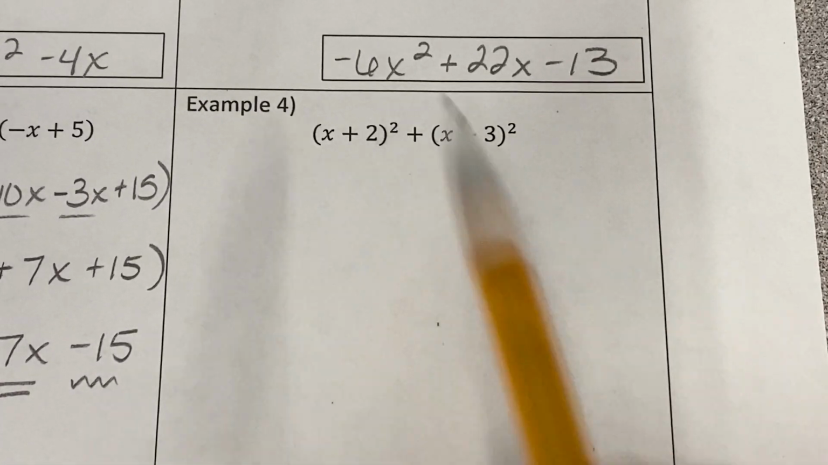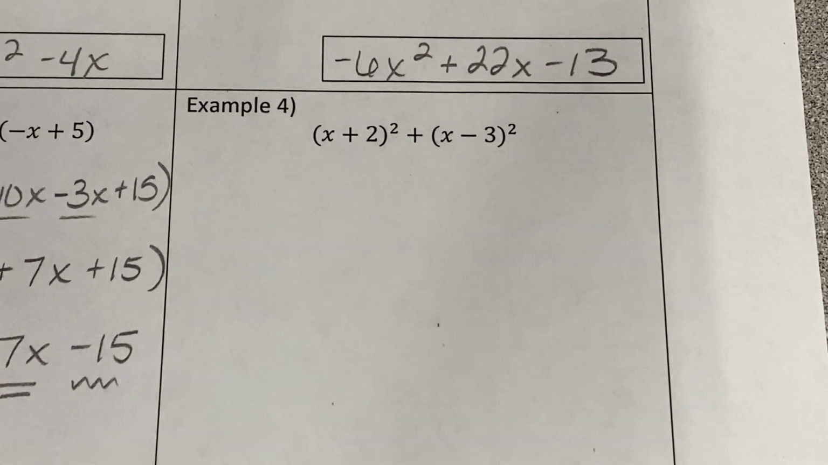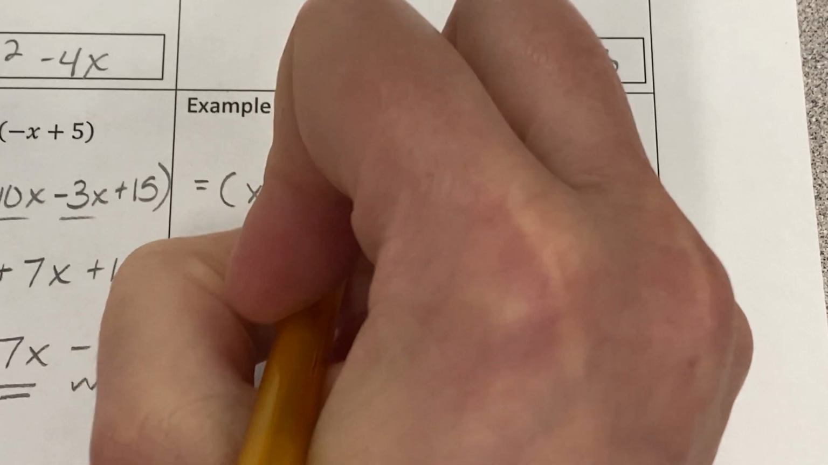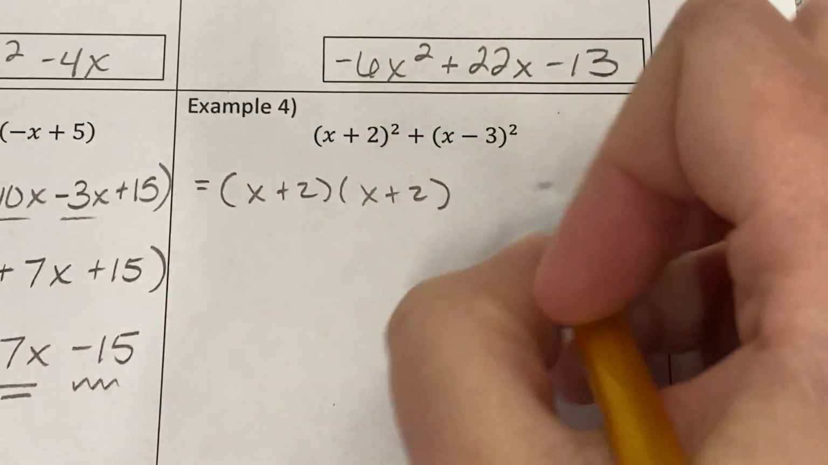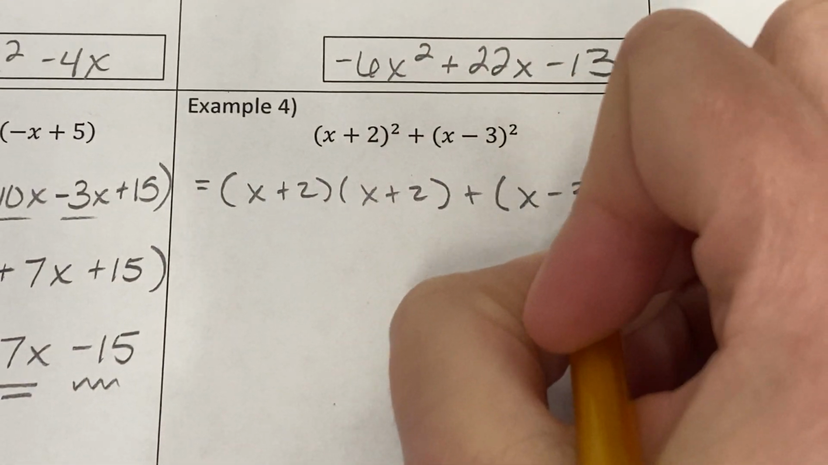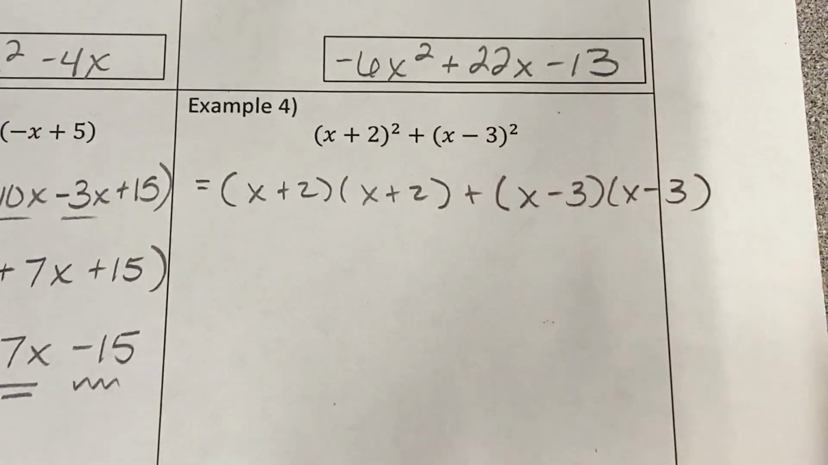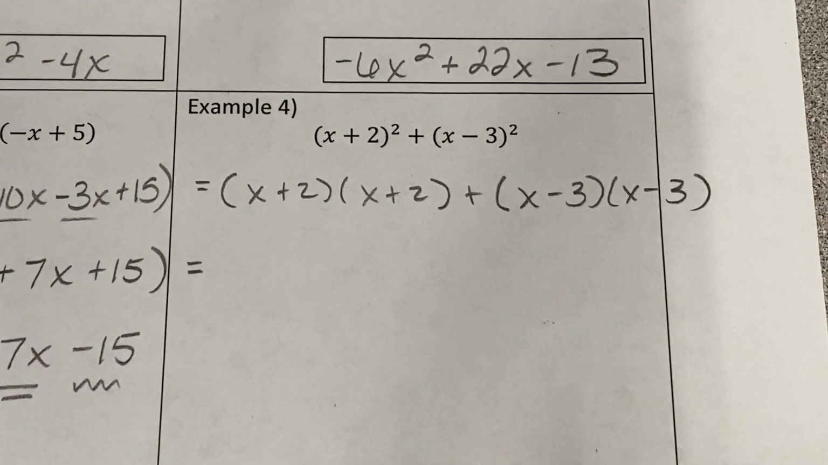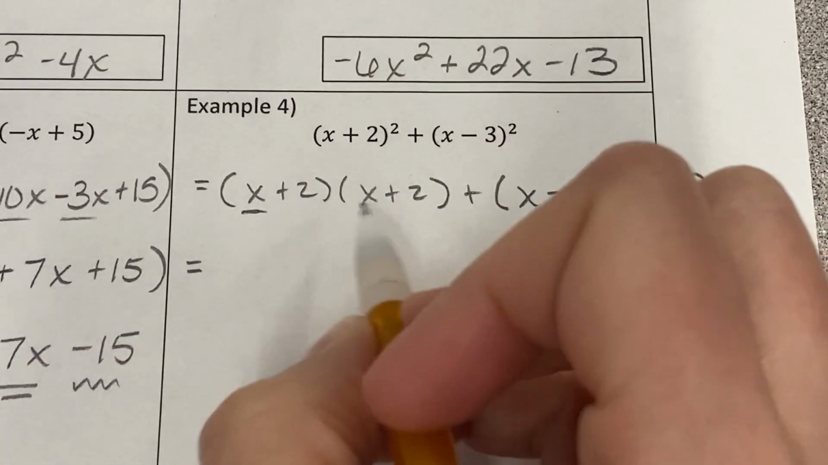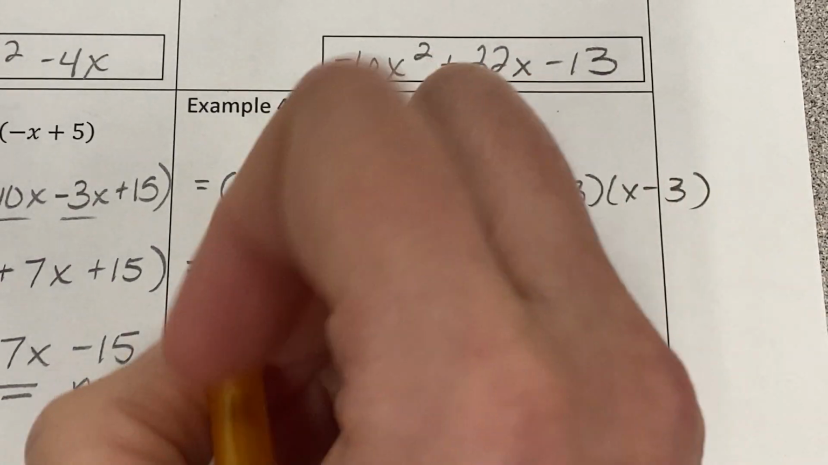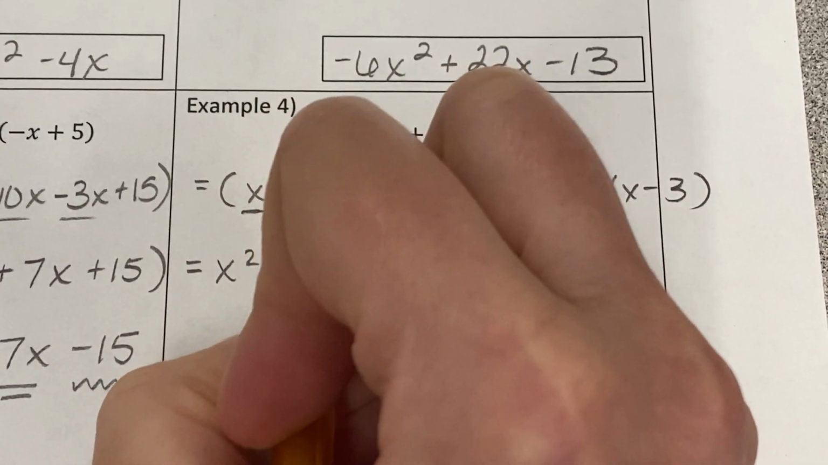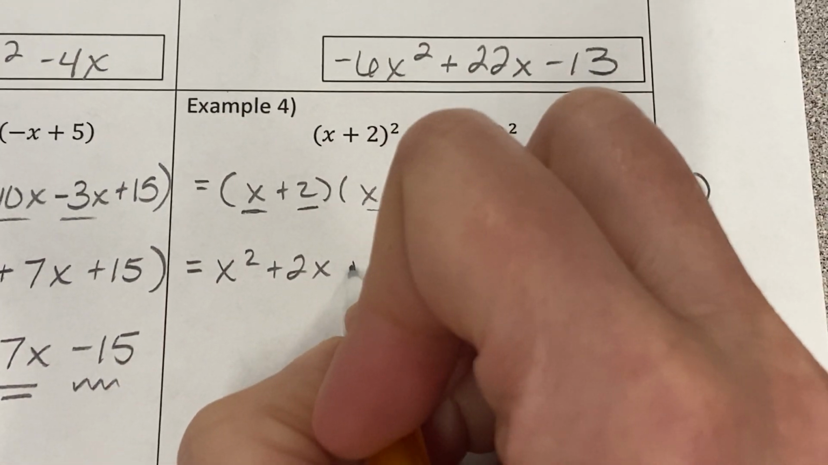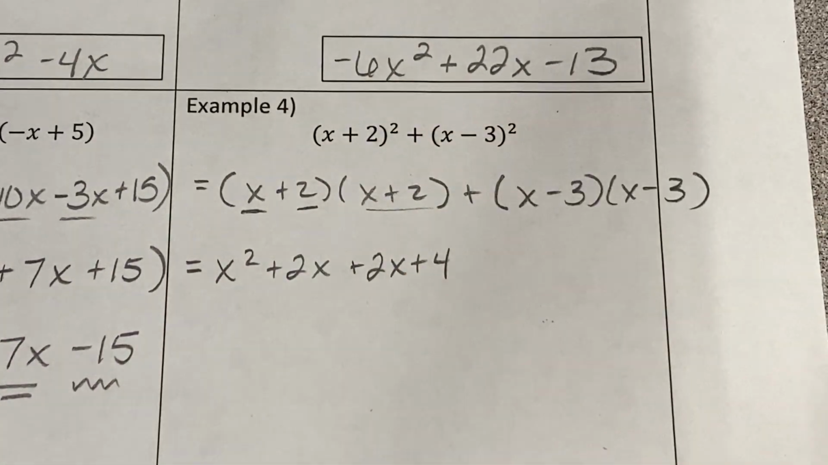Remember in the last lesson when we said we had exponents like this that we wanted to write them out? So what this really means is that we have x plus 2 times x plus 2 plus x minus 3 times x minus 3. All right, and let's start multiplying. Here, I'll distribute the x to this quantity. So that's x squared plus 2x. And then I'll distribute the 2. So that's plus 2x plus 4.